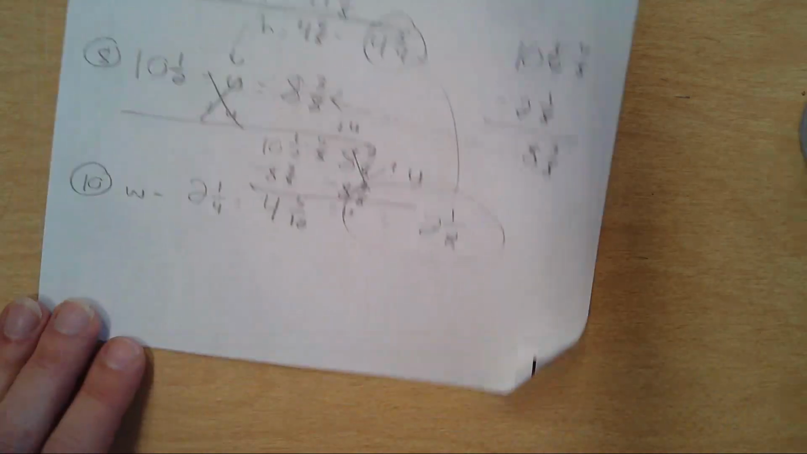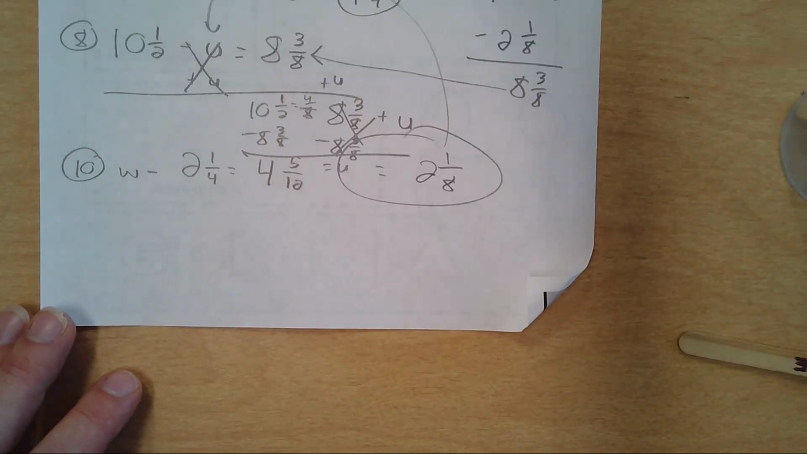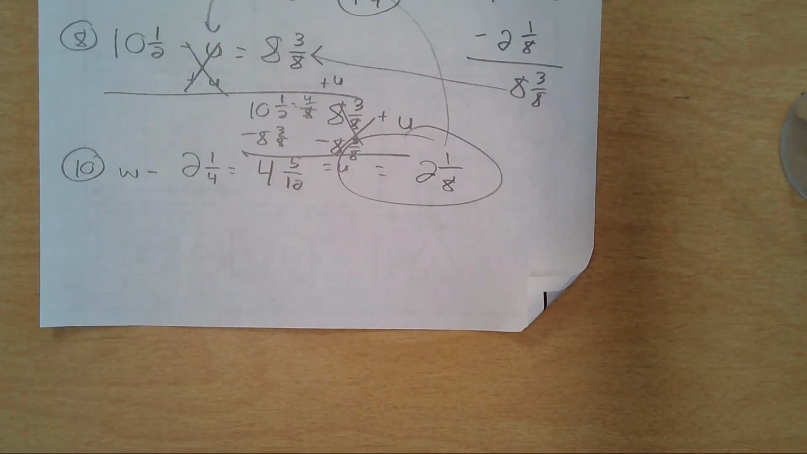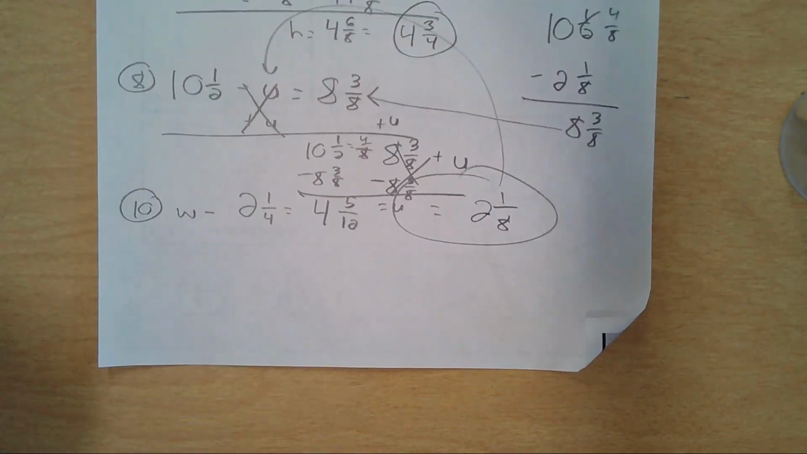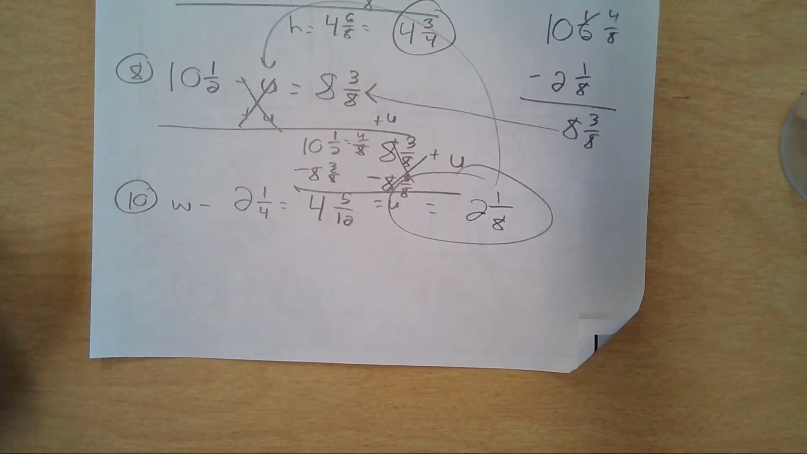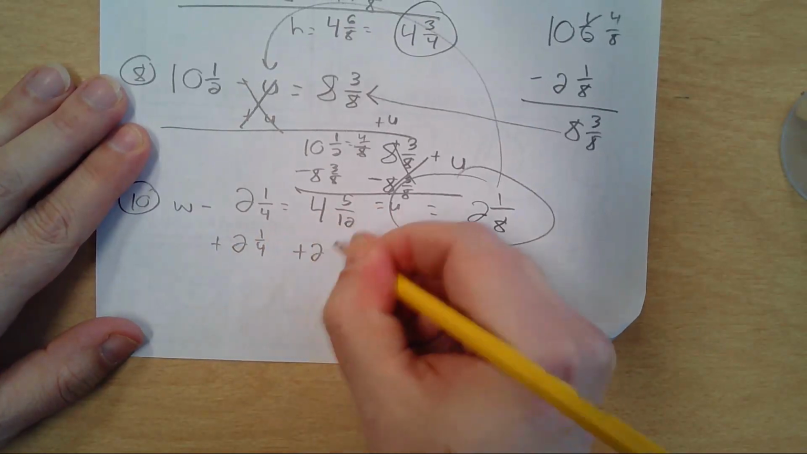All right, number 10. Brooke. Number 10. Okay, so first you add 2 and 1/4 to 4 and 5/12.